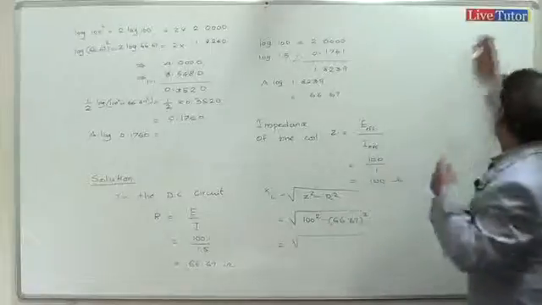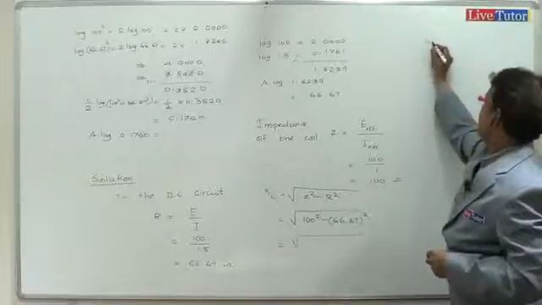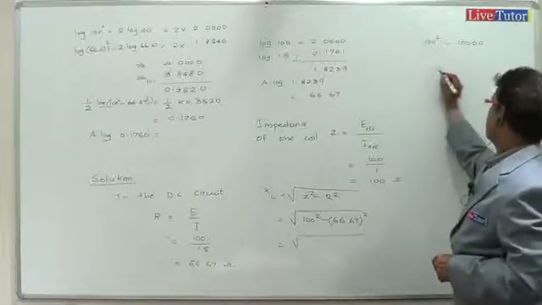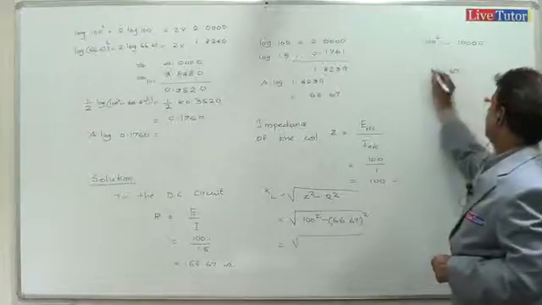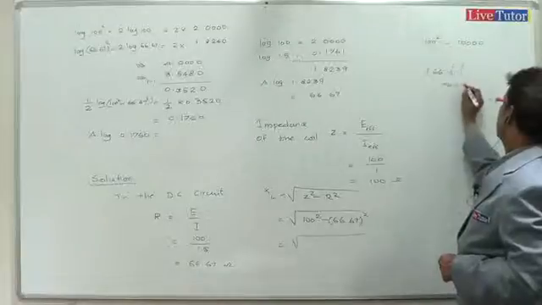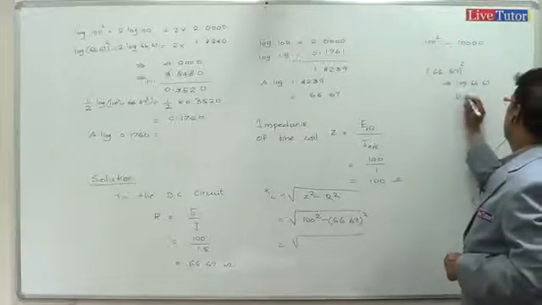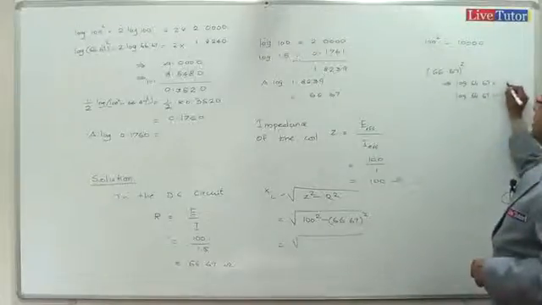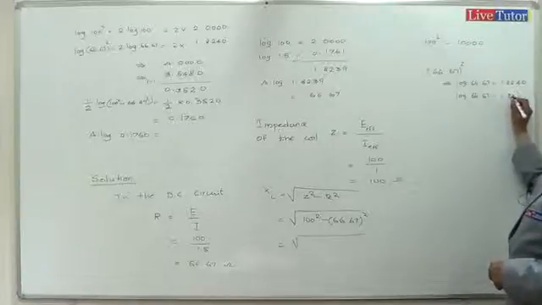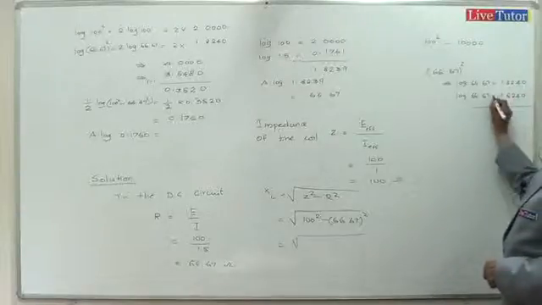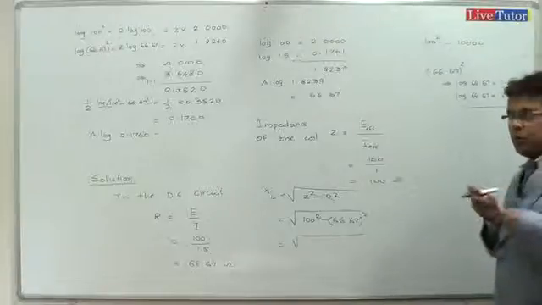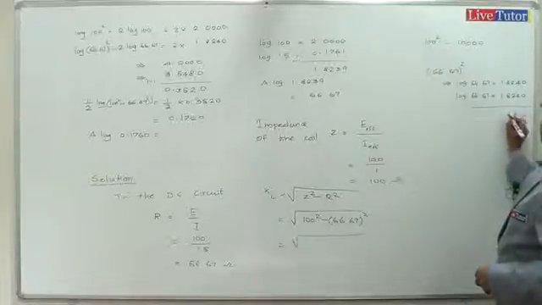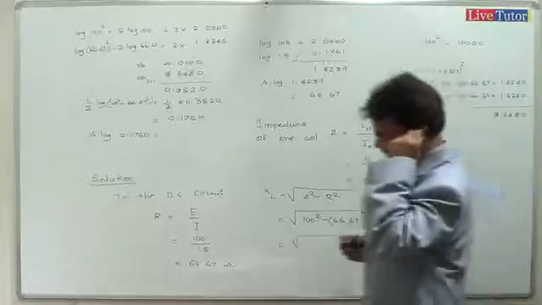See, if you feel that it is too difficult, you can write like this. 100 square is 10,000. Similarly, for 66.67 square, you have to calculate like this: log 66.67, then log 66.67. Find out that this is nothing but 1.8240, and this is 1.8240. Now we have to add this. So how much will you get? 3.6480.